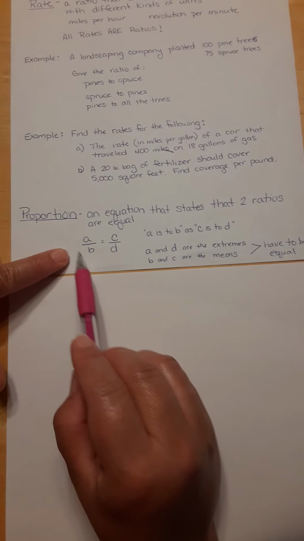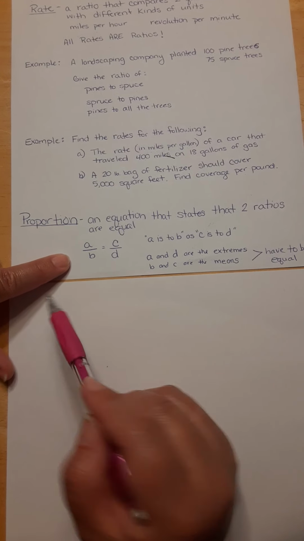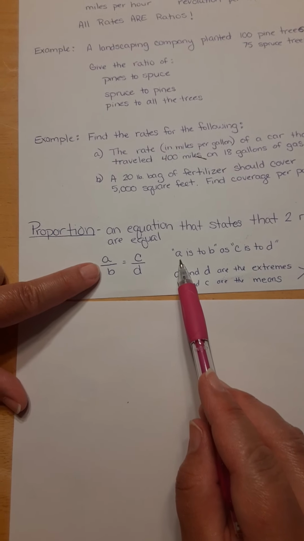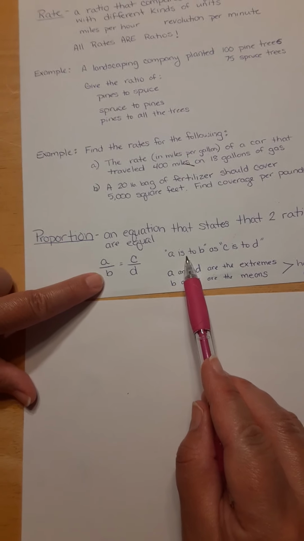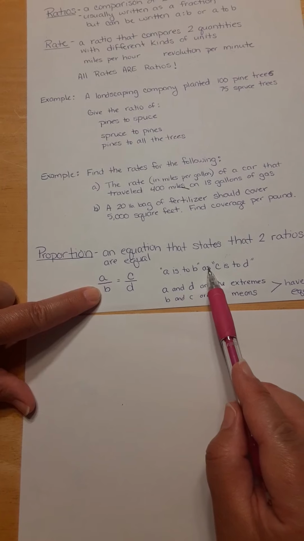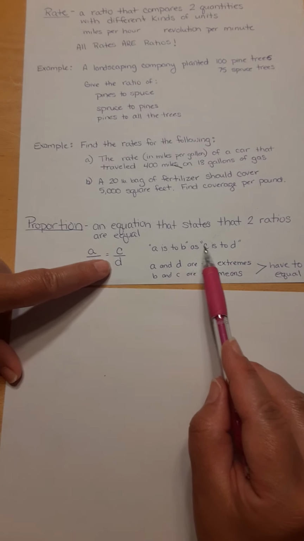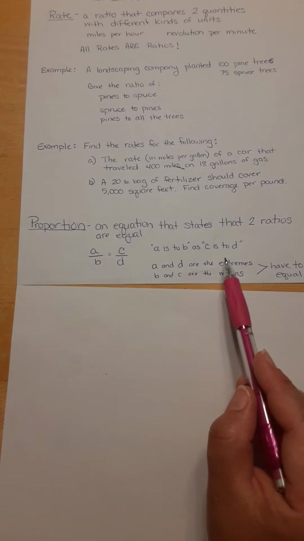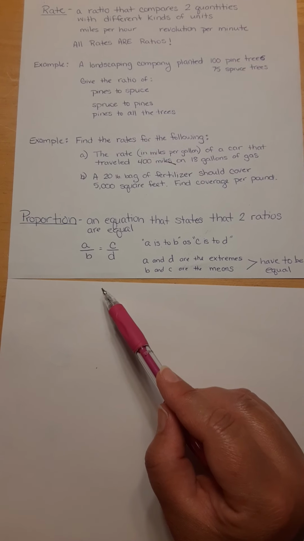Now, when I have this example right here, how on earth would I tell a person what that means? It's simply saying that A is to B, so I'm comparing A and B, as, and that's what my equal sign is, C is to D. So that is what that means in word terms, okay?